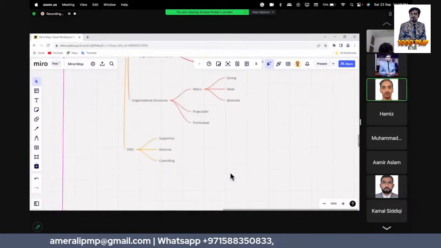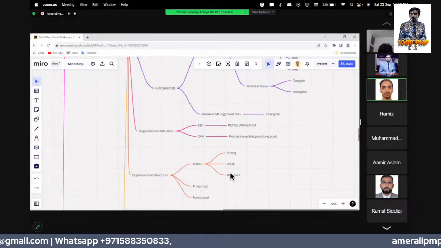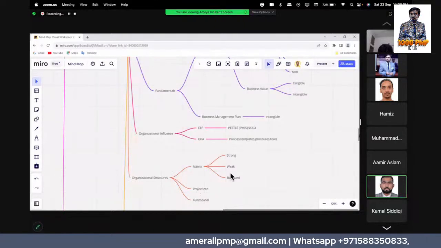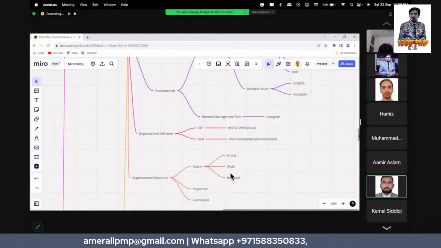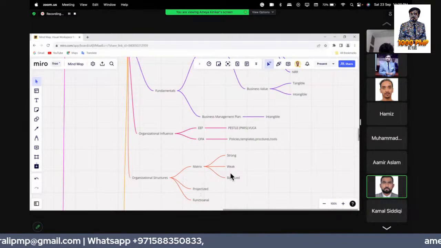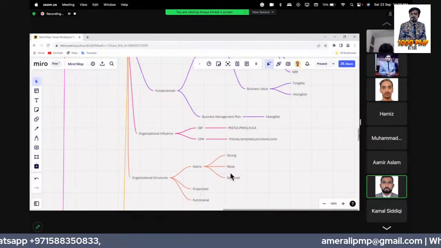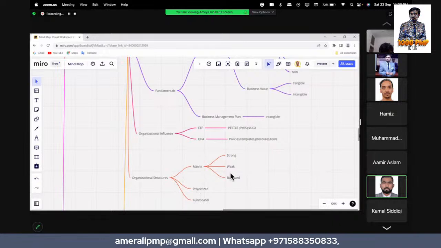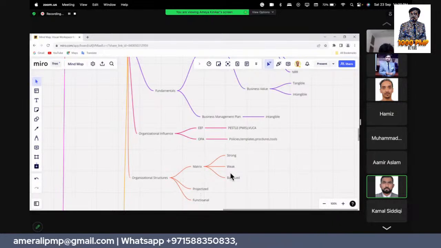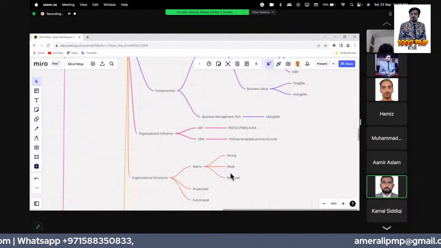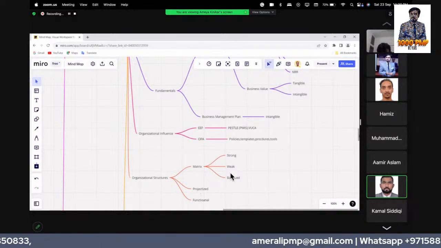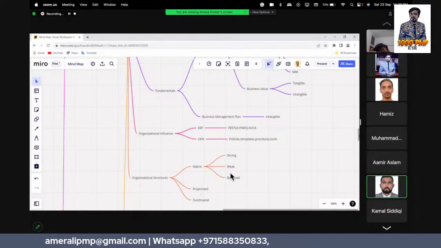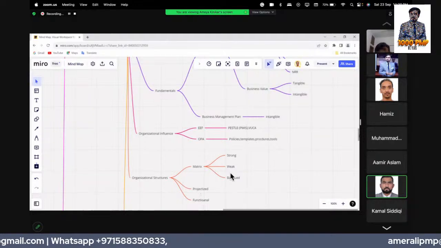Yes, exactly. So organizational influences: EEF, PESTEL you can say, and also PMIS, VUCA, and organization policies, templates, procedures, and organization metrics. Matrix: strong matrix, weak matrix, balanced matrix. In strong matrix, the project manager has more power. And in weak matrix, the project manager has less power, but the functional manager has more power. In strong matrix, the functional manager has less power. But in balanced, both the functional manager and project manager have equal power.